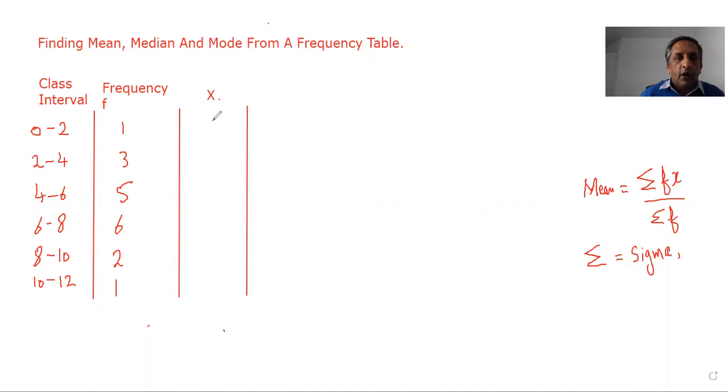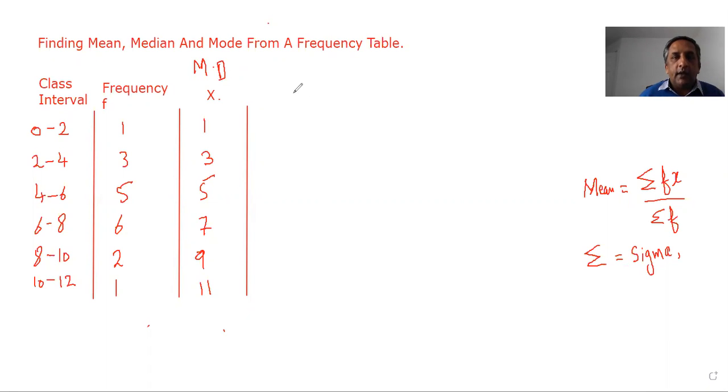Between 0 and 2, obviously, what comes between is 1. Between 2 and 4 is 3. Between 4 and 6 is 5. Between 6 and 8, it's 7. Between 8 and 10, it's 9. And between 10 and 12, it is 11. So this is called X, and we also call it midpoint. I can just write here M, midpoint, MD. It means midpoint as well.